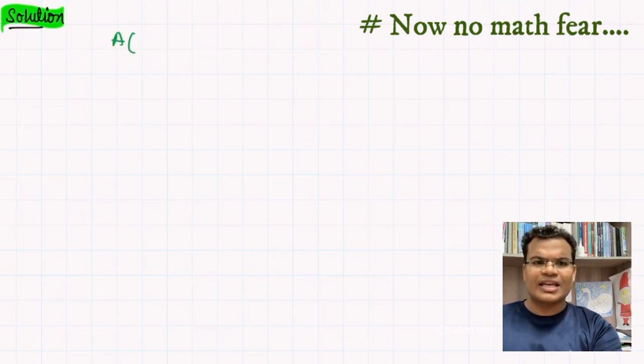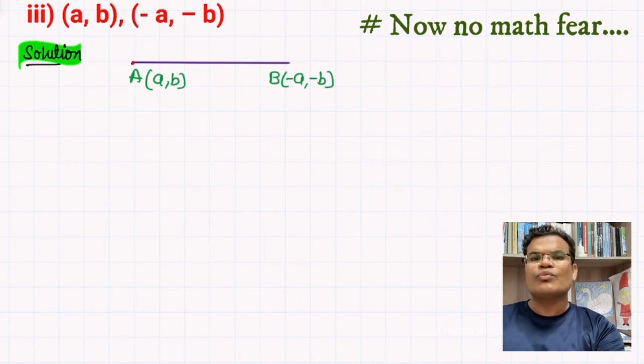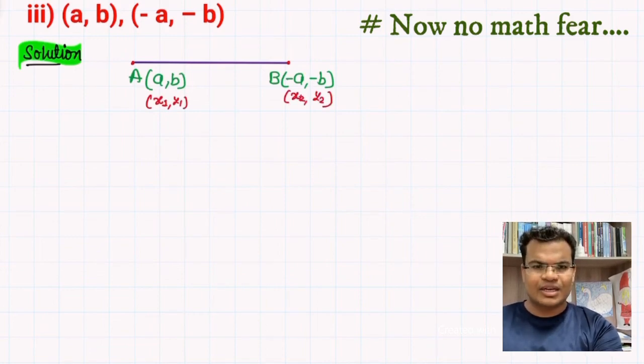So first point I will take as a comma b, and the second one is minus a comma minus b. Okay, and we will join these 2 points and find out the distance between these 2 points, or you can say the line segment. Again I will write the same thing, x1 y1 x2 y2, for these given conditions. The coordinates of these points A and B will be x1 y1 and x2 y2.